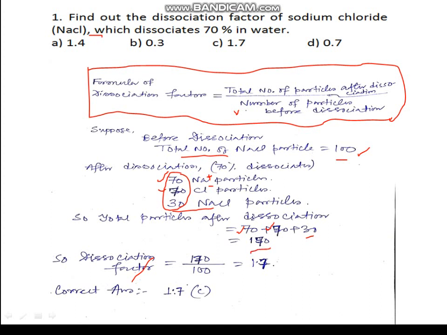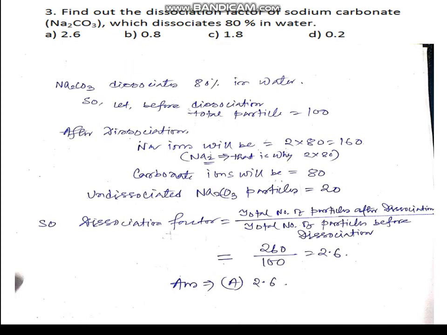So dissociation factor, according to this formula, equals the total number of particles after dissociation, that is 170, divided by the total number of particles before dissociation, that is 100. So 170 by 100 is equal to 1.7. So the correct answer is 1.7. The dissociation factor is 1.7.